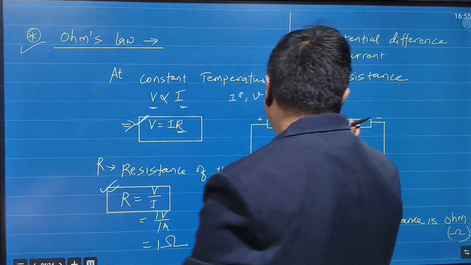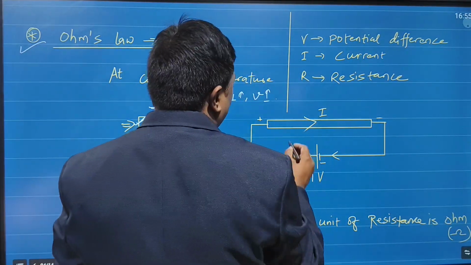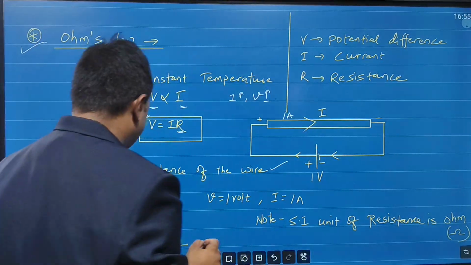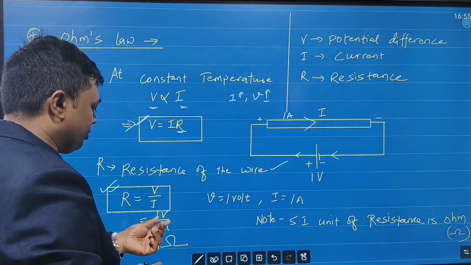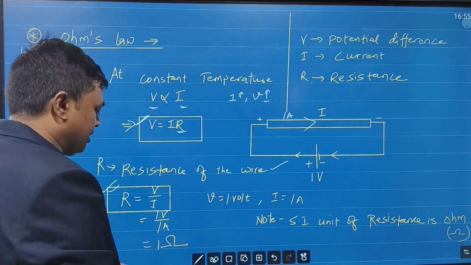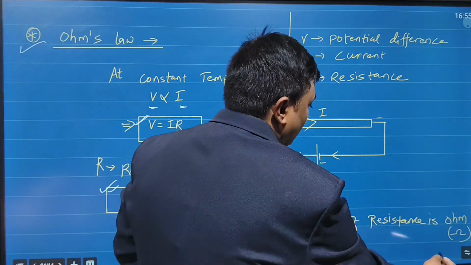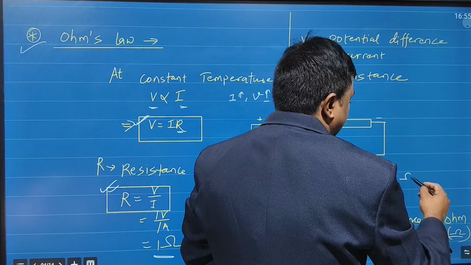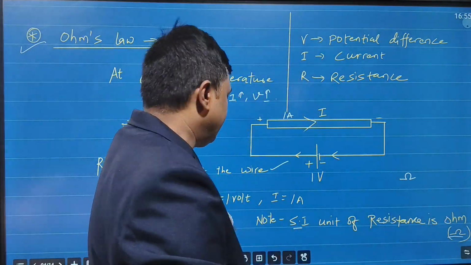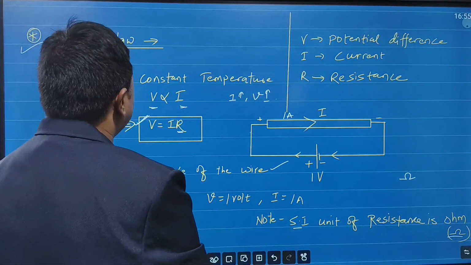Let's take this wire. If 1 volt is applied, which causes a current of 1 ampere, we can write R is equal to V by I. V is 1 volt, current is 1 ampere. So 1 by 1 is 1 ohm. So the SI unit of resistance is ohm. This is the symbol of ohm, like this. Is it clear?